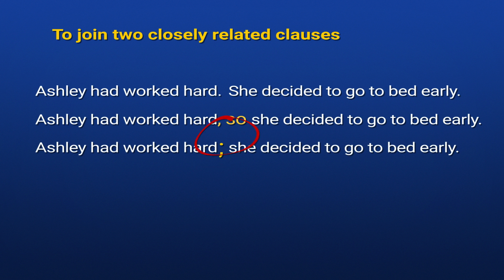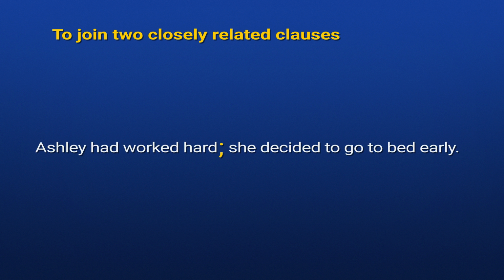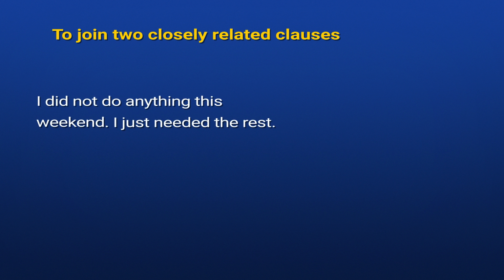See, we can use a comma and "so," or "because," but the relationship is very clear, so just the semicolon. I did not do anything this weekend. I just needed the rest. This is fine as two sentences, but because the relationship between these ideas is clear, we can use a semicolon to join them. We end up with one longer, more complex sentence. I did not do anything this weekend; I just needed the rest.